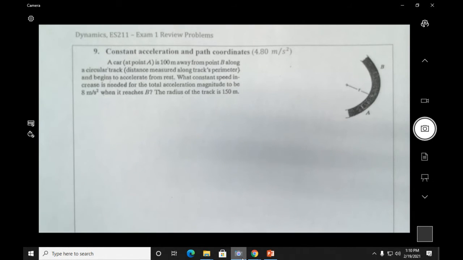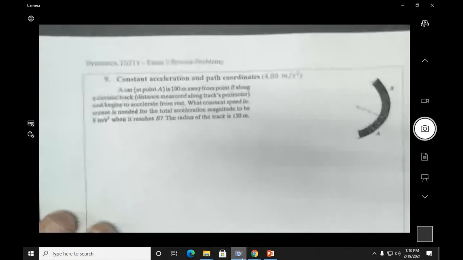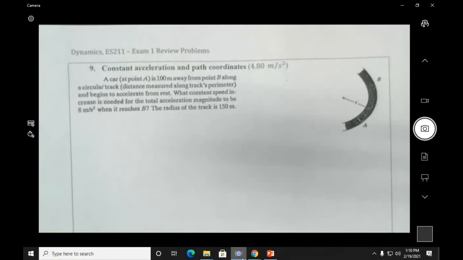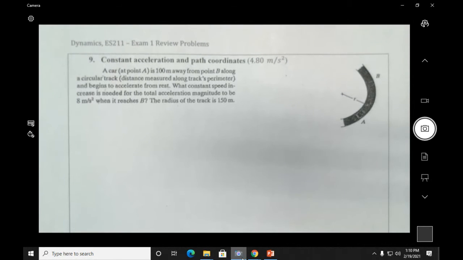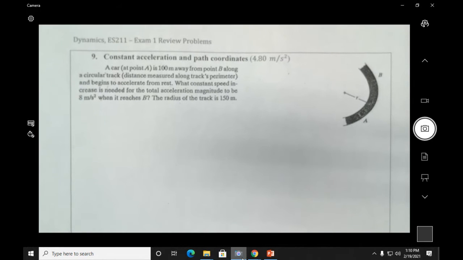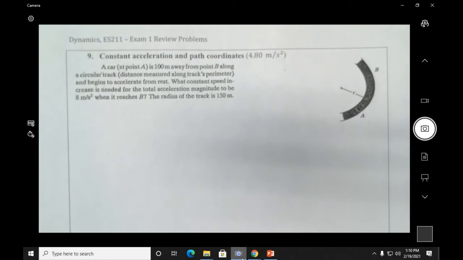And I'm going to cheat. I'm also going to take a little peek at the solution just in case. Okay, so we have a constant acceleration and path coordinates problem. So hopefully the benefit of doing this amongst ourselves will be as I narrate the thought process that needs to take place. How do I solve this?